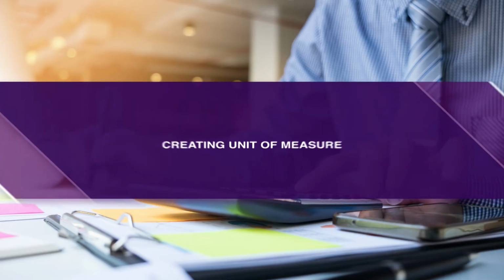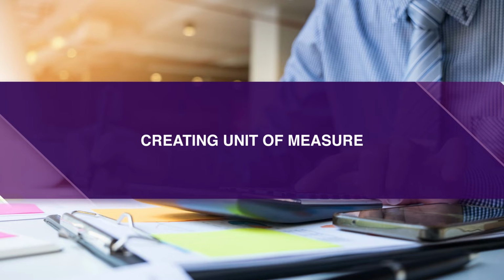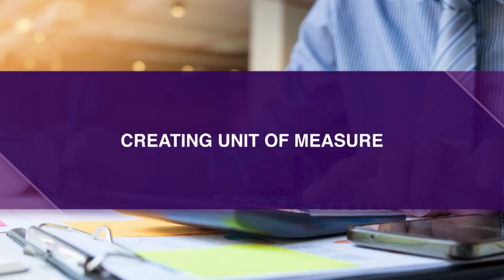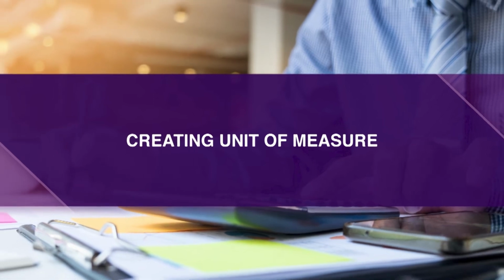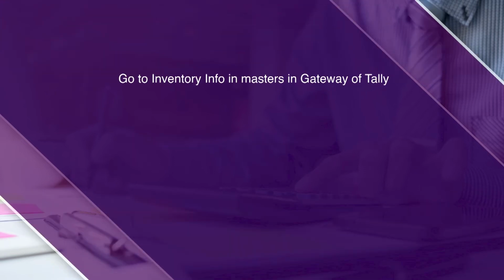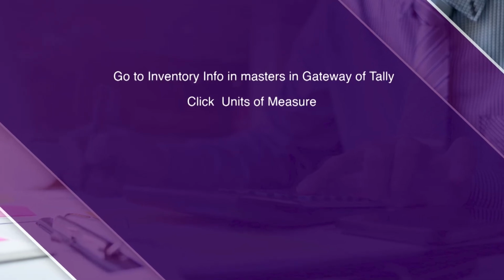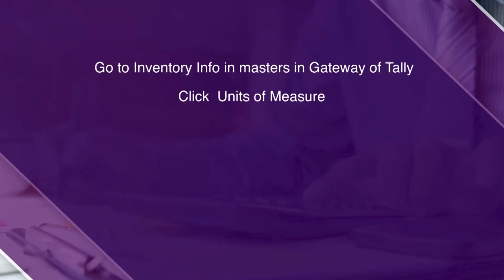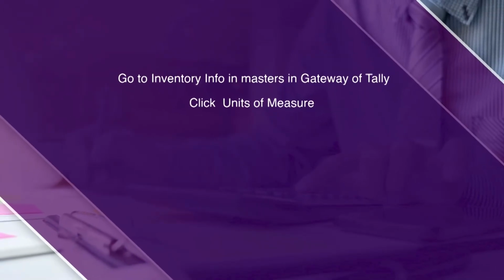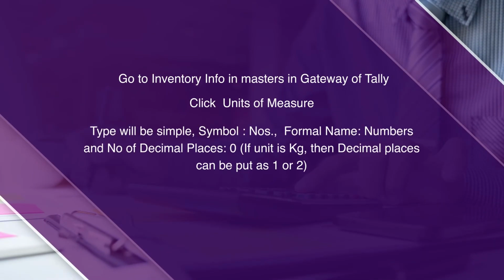Now next comes the creation of unit of measure. Unit of measure is necessary so that your required item can be measured in that unit. For this you need to go to inventory info in masters in gateway of tally. You have to click units of measure. Within units of measure there are two types of unit. One is the simple one and another one is the complex. First let's see the simple one.